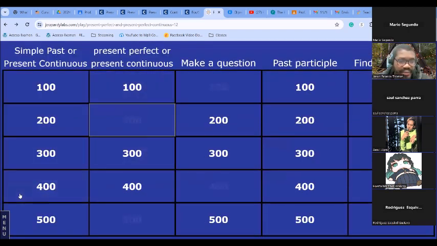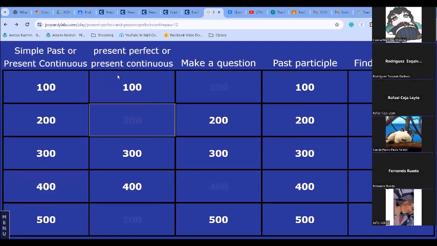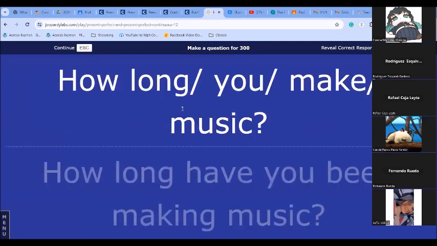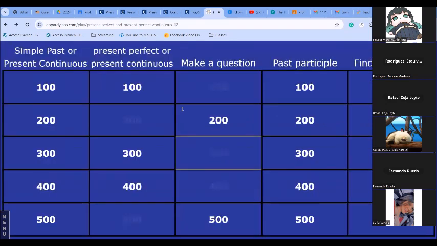Right? Now, after Fernanda, it's Sophia. May I question 300? Good. All right. Here are your words. Make a question. How long have you been making music? Indeed. Good job. And after Sophia, it's Alma.